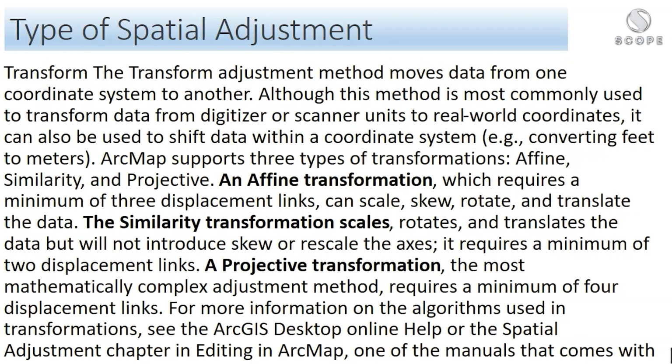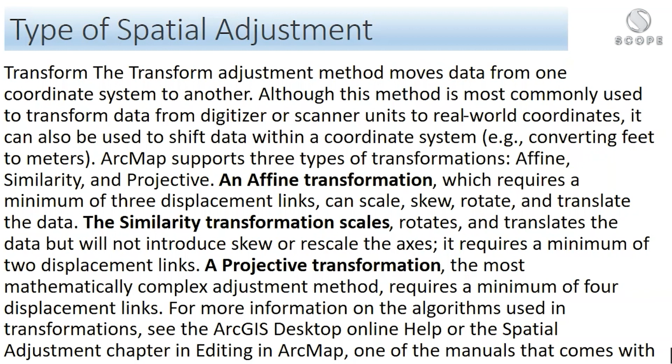The third one is a projective transformation, and we also use rubber sheeting. Rubber sheeting, as the name suggests, is a type of rubber; it simply stretches the data to match the other data. Sometimes it's very important, but doing rubber sheeting sometimes creates a topological error.